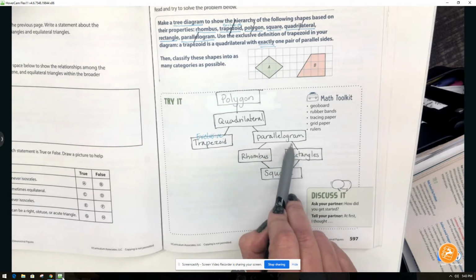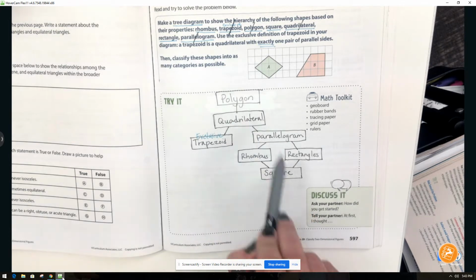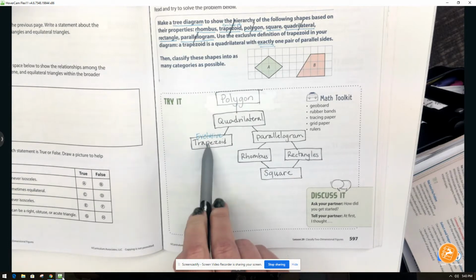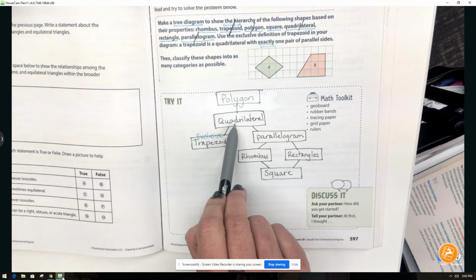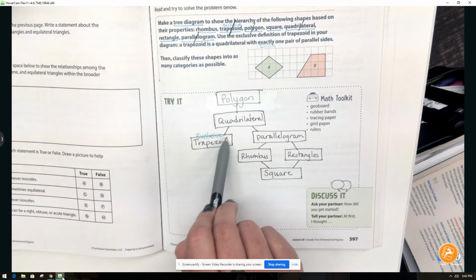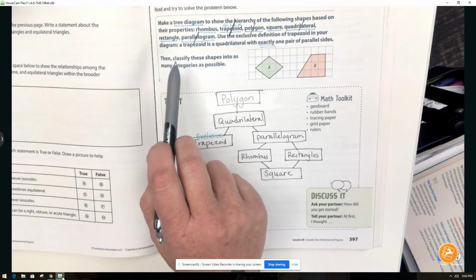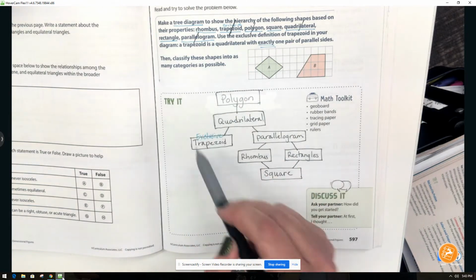A rectangle can only be a parallelogram, a quadrilateral, and a polygon. A rectangle can only sometimes be a square. A trapezoid is always a quadrilateral and always a polygon, but a quadrilateral can only sometimes be a trapezoid. Exclusive trapezoid, that is. All right, so now we're going to look at shape A and shape B and see what we could classify it as.